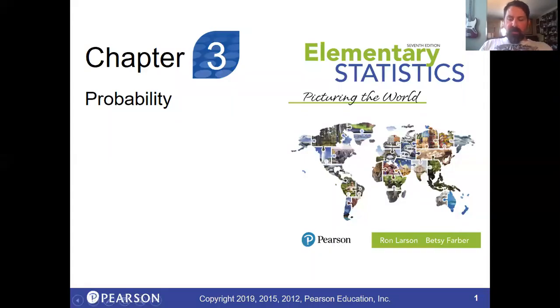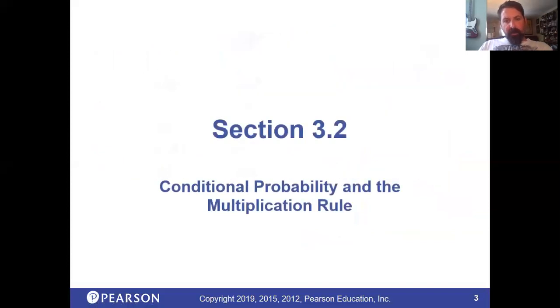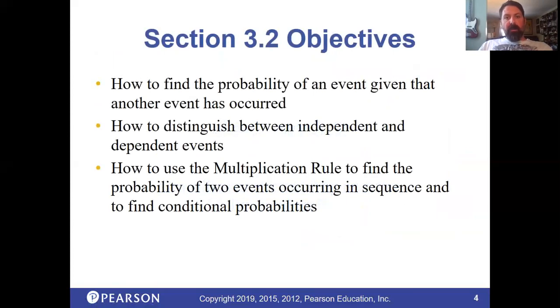Hi all, this video is for chapter 3, section 2, called conditional probability and the multiplication rule. So let's first discuss what we mean by conditional probability, and then we'll extend this to the concept of the multiplication rule. So we want to learn how to find the probability of an event given another event had occurred, which is a conditional probability. We want to learn how to distinguish between events that are independent from those that are dependent, and then finally how to use the multiplication rule to find the probability of events occurring in sequence.